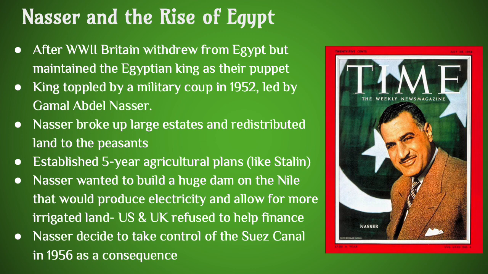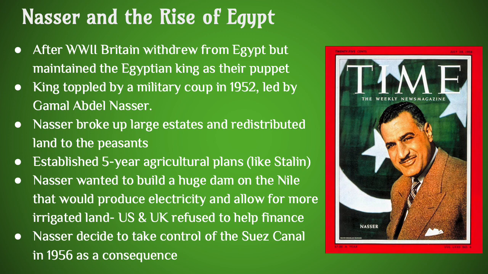But the puppet didn't last very long, because in 1952 there was a military coup by some younger officers in the army, and it was led by this guy who you can see on the screen named Gamal Abdel Nasser, and we will just call him Nasser forever. Nasser did what populists or quasi-fascists do. He broke up the large estates and redistributed the land to the peasants, which of course made him very, very popular.